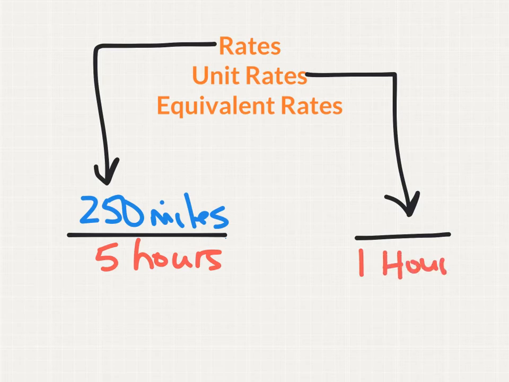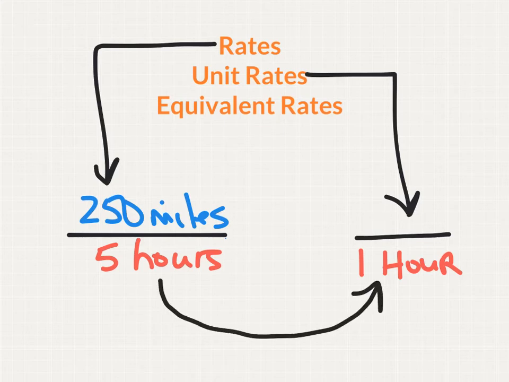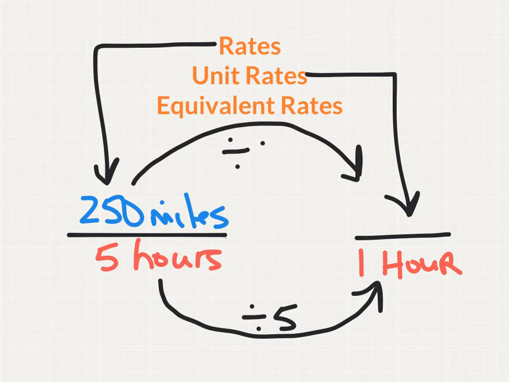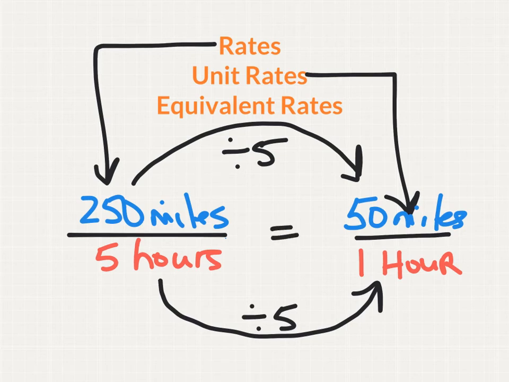So to know the unit rate, I would need to know how far I traveled in 1 hour, and that I could write equivalent fractions by scaling. I could scale down from 5 hours to 1 hour by dividing by 5. And if I scaled down by 5, the number of miles I traveled, 250 miles divided by 5, would tell me that I traveled 50 miles in 1 hour. I traveled 50 miles per hour. For each hour, I drove 50 miles. The rate was 250 miles in 5 hours. The unit rate was 50 miles per hour.